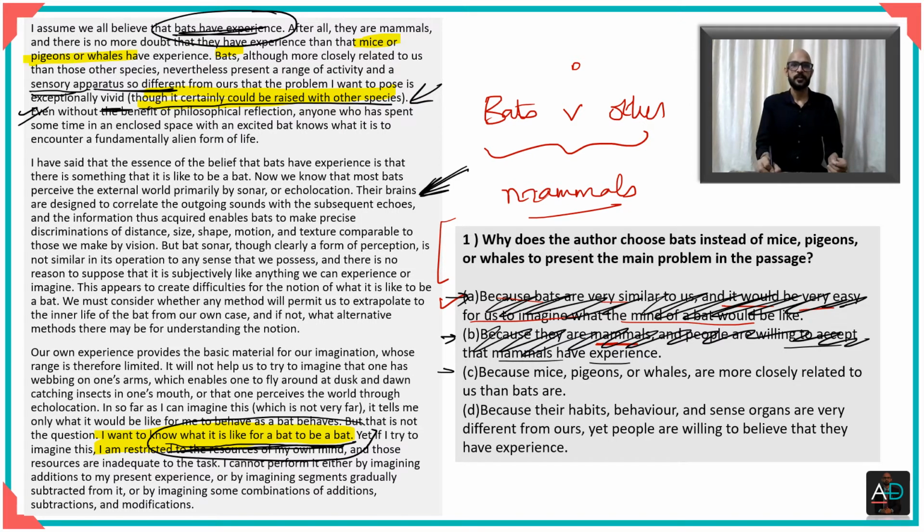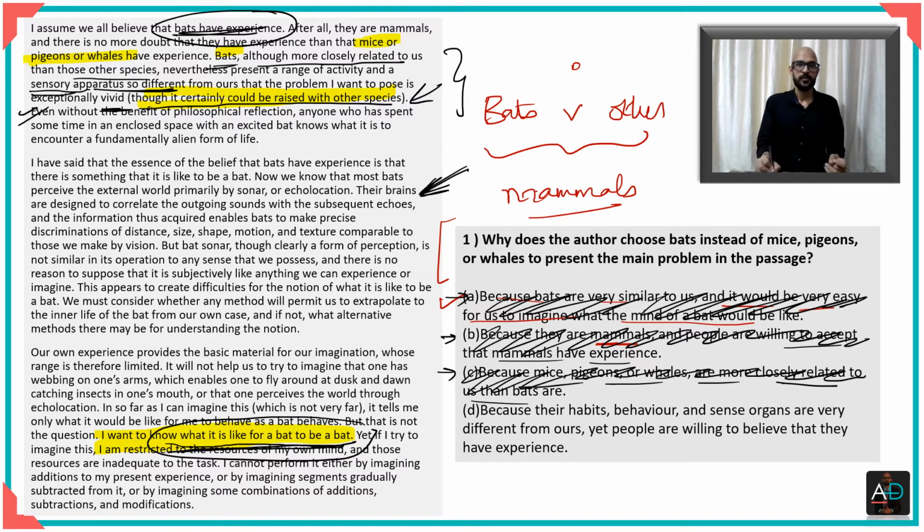Let's look at option C. It says because mice, pigeons or whales are more closely related to bats than us. This is in fact factually wrong when you look at the passage. He says that bats are more closely related to us than the other species. So what is true is actually the exact opposite. Here you'd see that he says that bats are more closely related to us, and here he says that mice are more closely related. Therefore I will have to eliminate option C as well.